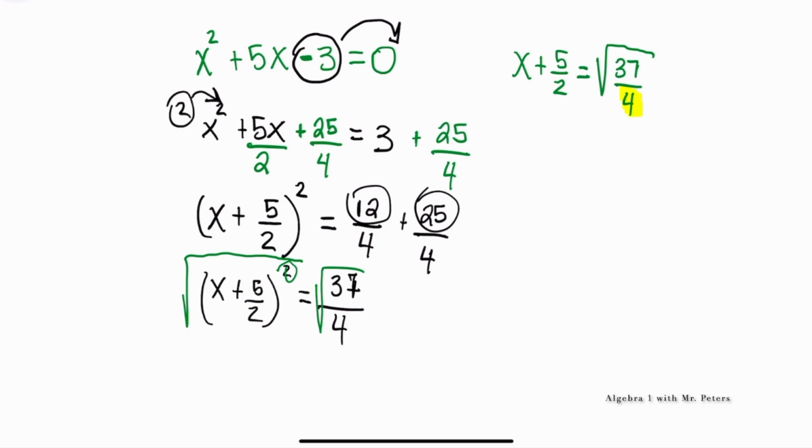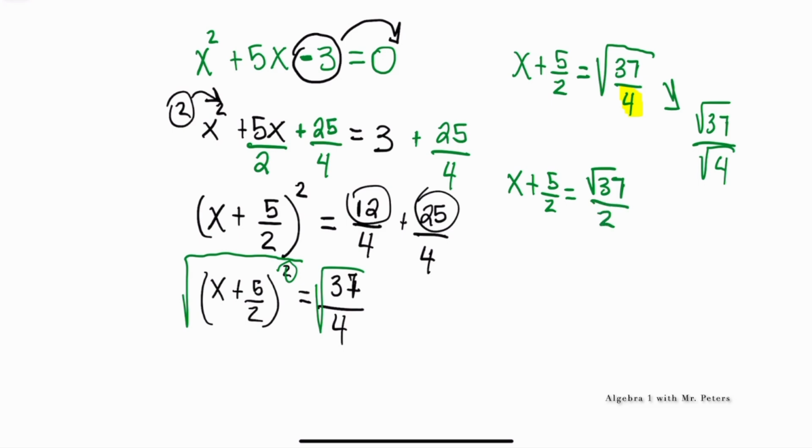Now, please be mindful, family, that we do have a perfect square in this fraction that we can simplify. So what we can do is split these radicals. So this could be radical 37 over radical 4, which will then simplify to 2. So when we take this one step further, we have x plus 5 over 2 is equal to radical 37 all over 2.